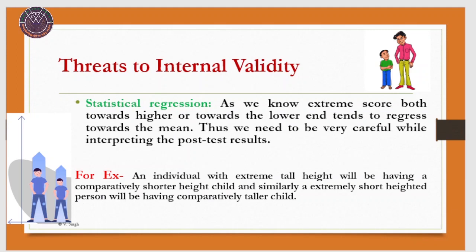Statistical regression is also a threat to the internal validity of a study, as it is a well established fact that extreme scores, towards either the higher or the lower end, tend to regress towards the mean, and this is very much true for human attributes like height, intelligence, weight, mass, etc. Thus, we need to be very careful with interpreting the post-test results. Let us see an example. An individual with extremely tall height will quite obviously have a comparatively shorter child, and similarly, an extremely short person will have a comparatively taller child.